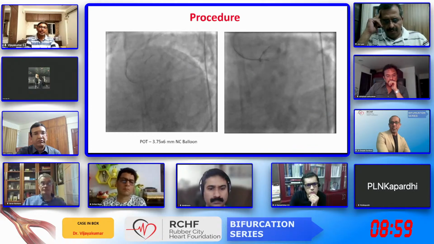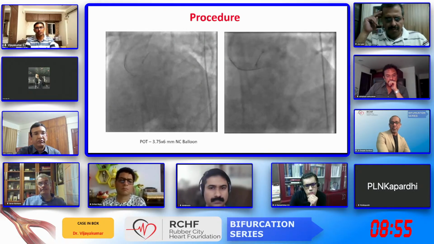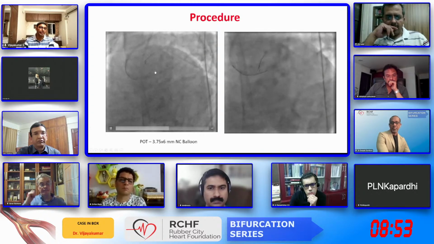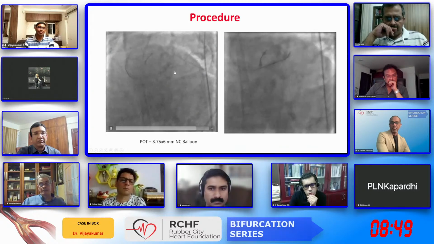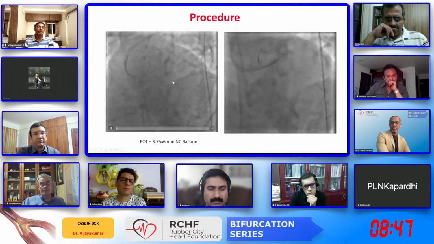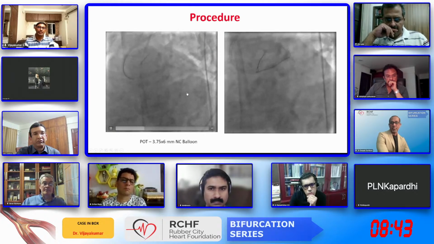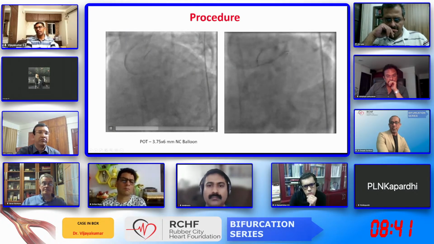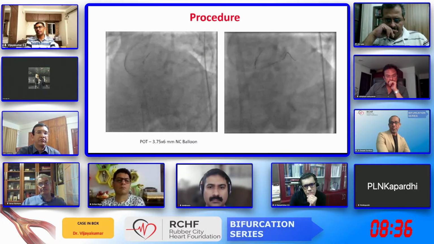So then POT was done. Sorry, it is all low fluoro. Can you see the POT here? The POT was done with the same balloon at high pressures. This time we made sure that it is extending just in front of the carina. And we recrossed into LCX from LAD, and it looks like a distal cross. It is close to the carina.